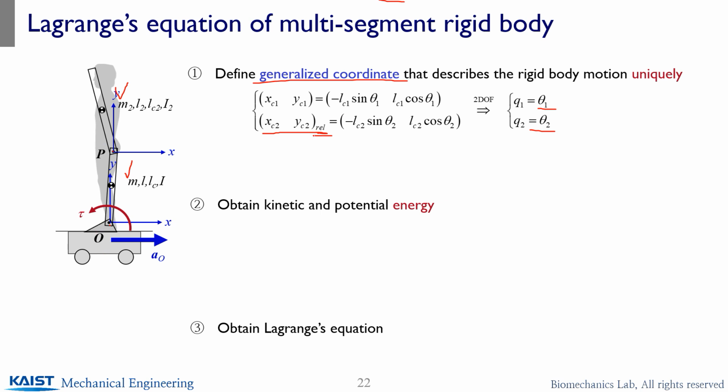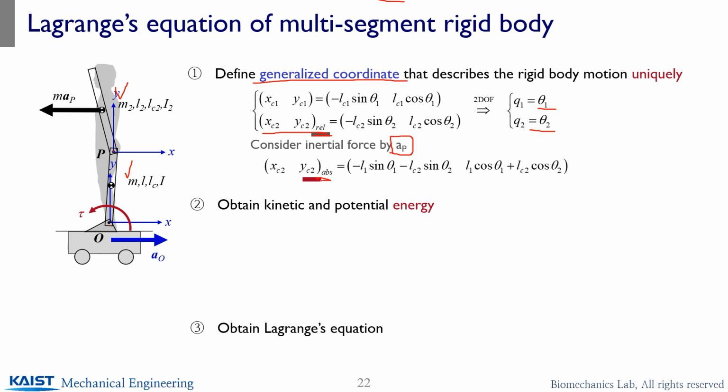Well, in Newton's method, when you are putting the relative coordinate frame, the only thing you have to consider is the inertia force, right? However, I would recommend to use the absolute coordinate frame to describe the position for the second or the upper segment. The reason is coming here.